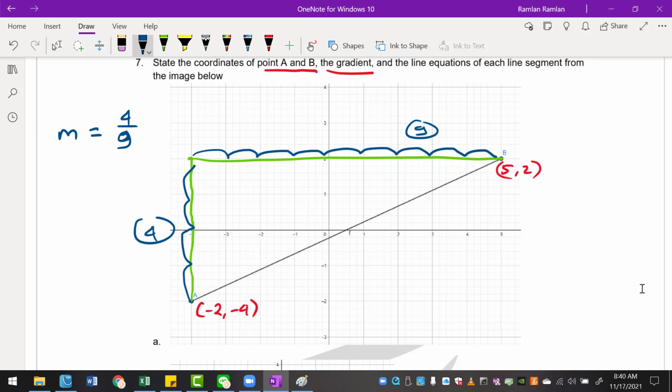Simple as that. Or you can use the formula that I gave you, which is y2 minus y1 over x2 minus x1. So how do we do this? How do we use this formula?